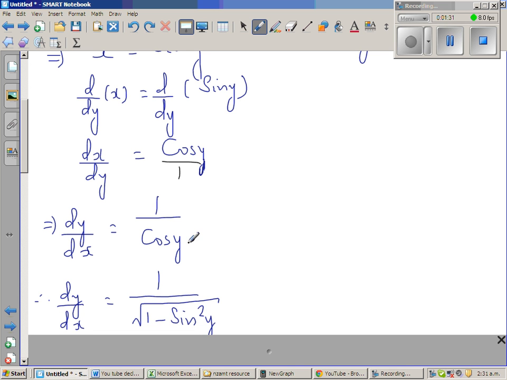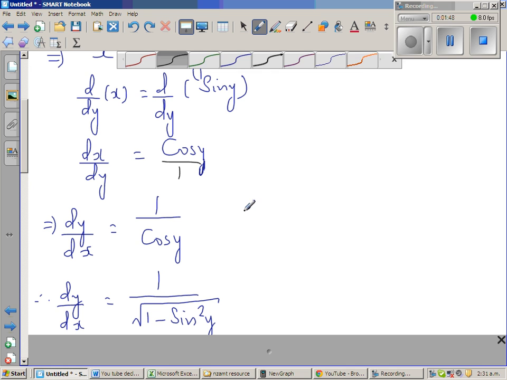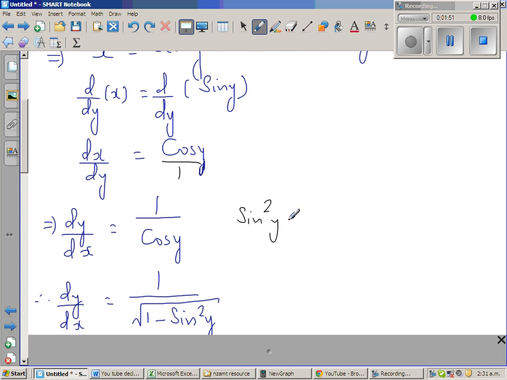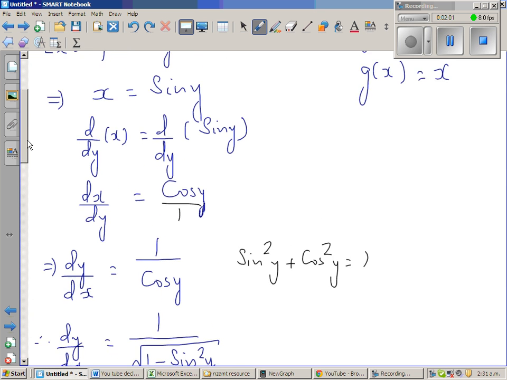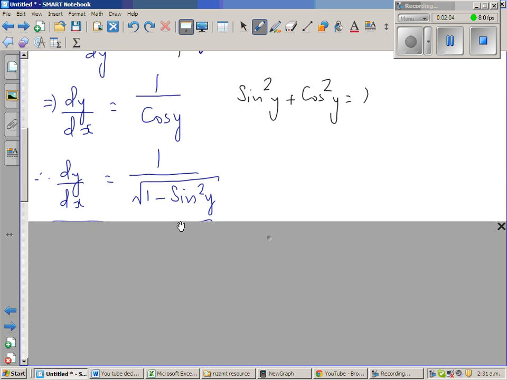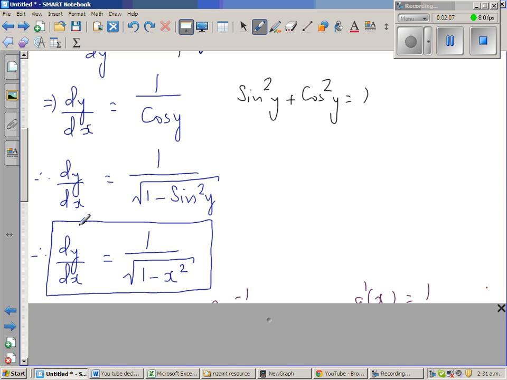And cos y is the square root of 1 minus sine squared. We have used the identity sine squared x plus cos squared x, or in terms of y, sine squared y plus cos squared y is equal to 1. So cos y is the square root of 1 minus sine squared y, and sine y is nothing but x. So I can write dy by dx is 1 over the square root of 1 minus x squared.